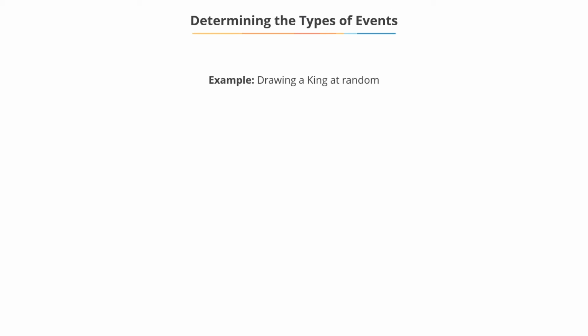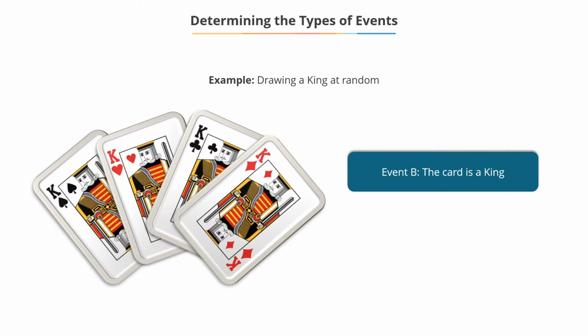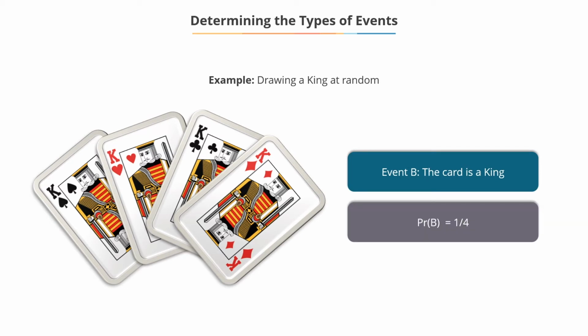Determining the types of events. Let B denote the event that the card is a king. By similar arguments, probability of B is equal to 1 by 4.